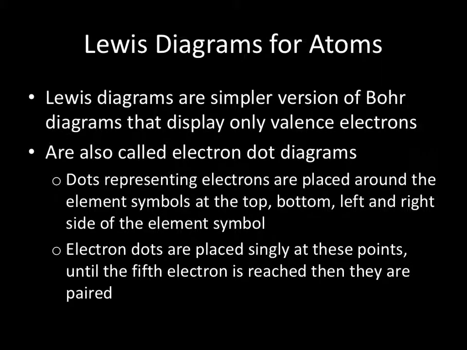Lewis diagrams, as I just mentioned, are a simpler version of Bohr diagrams in that they display only the valence electrons. Lewis diagrams are also called electron dot diagrams, in that we use dots to represent the electrons and place these dots around the element symbols at the top, bottom, left, and right side of the element symbol. We place electron dots singly until the fifth electron is reached or required, and then we pair them up.